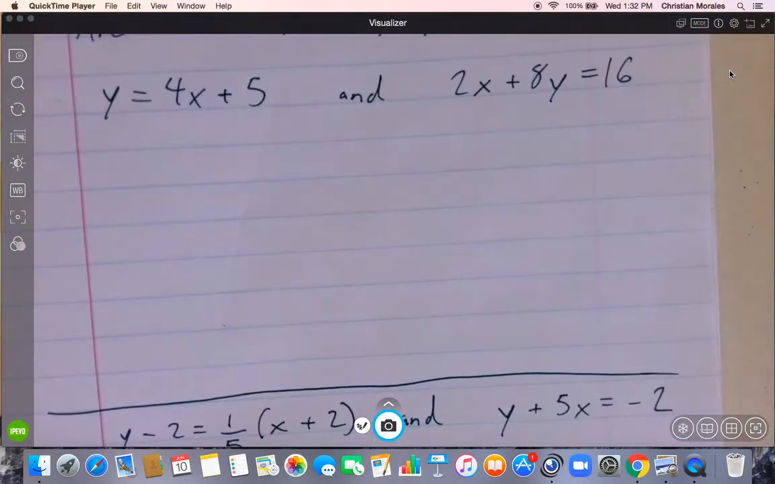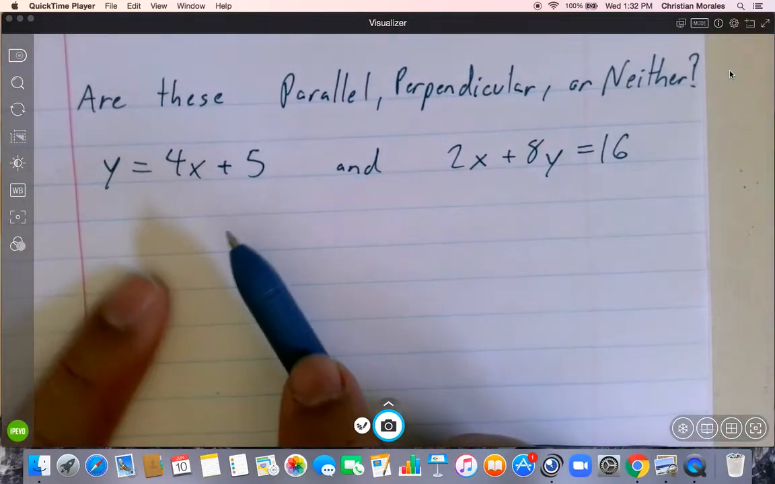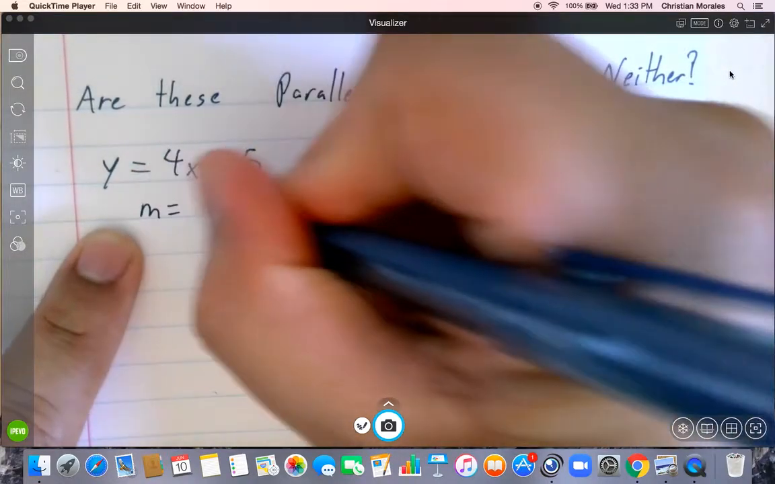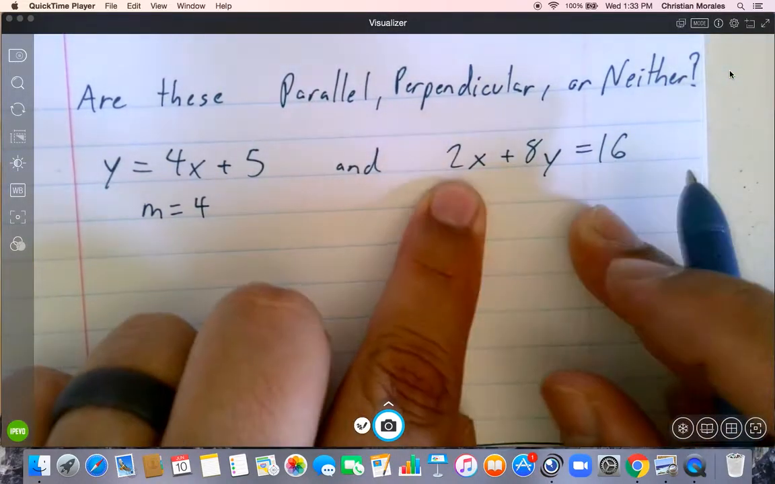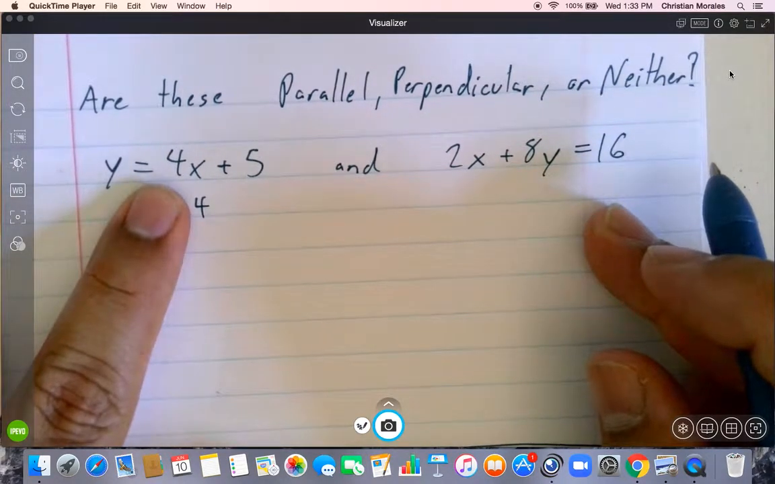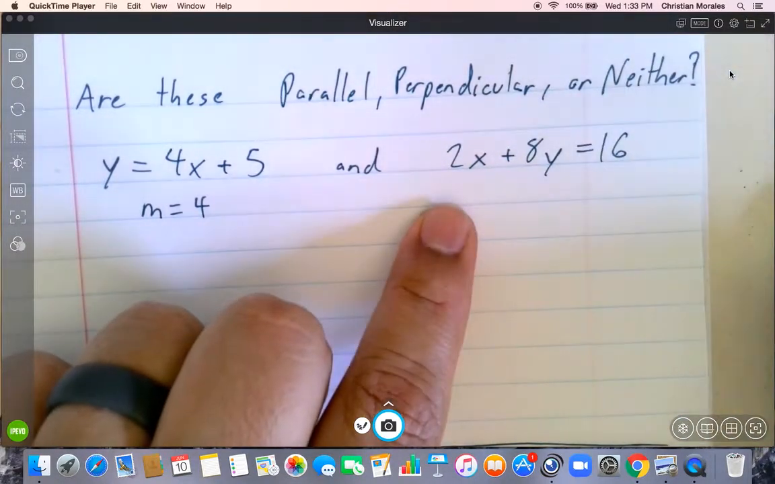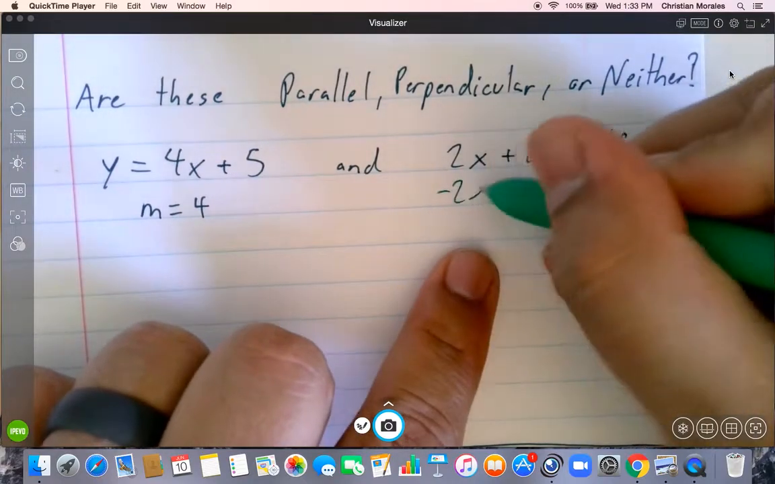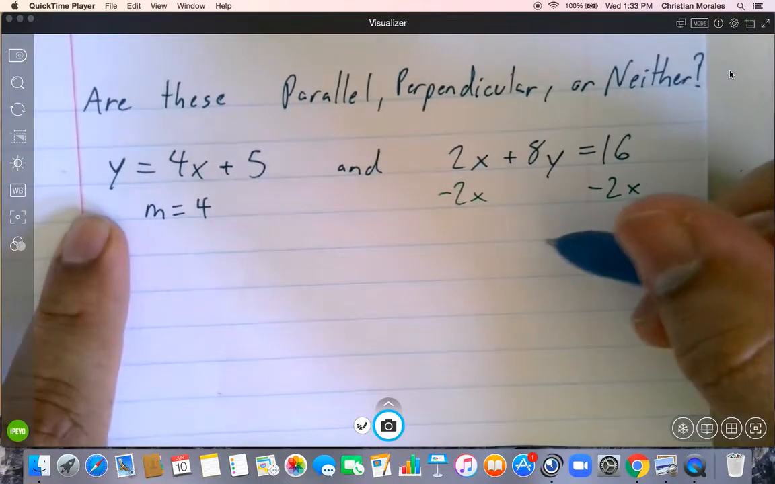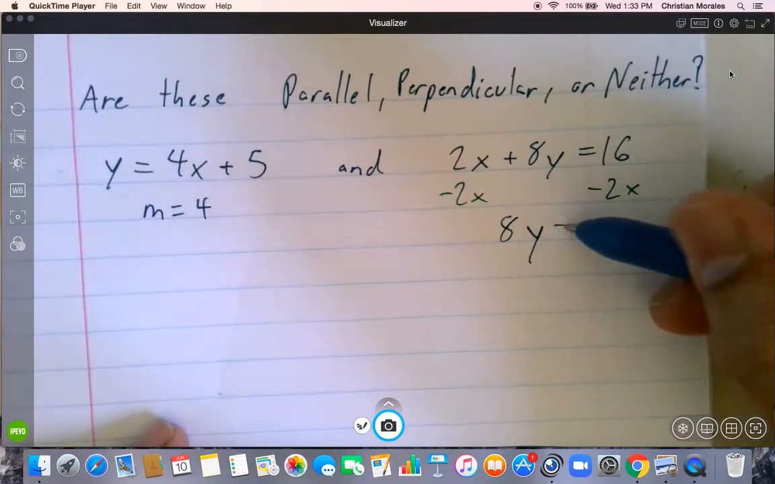Are these lines parallel, perpendicular, or neither of these two? So the good news is this one's already written and I have my slope. The slope is 4. I don't have the slope here. I need to make this one look like this one, the slope-intercept, not standard form. So again, we're going to go through our steps of rewriting the equation. Move the x to the other side. Because if you want it to look like this, the y needs to be by itself, but it's not by itself. It has an 8 next to it.